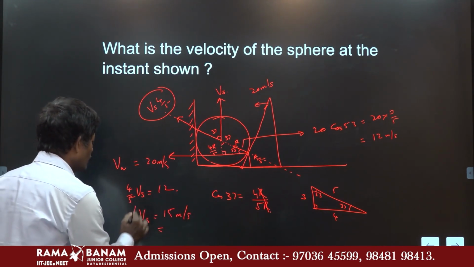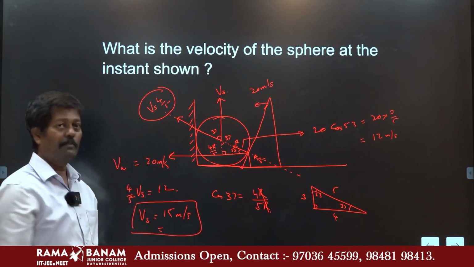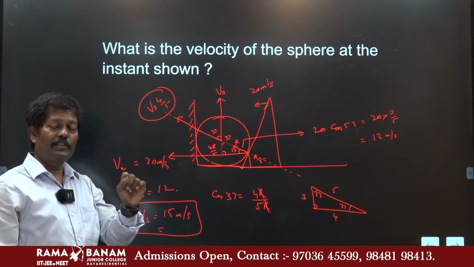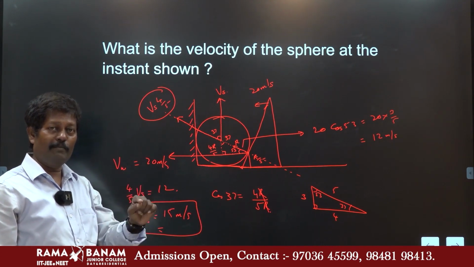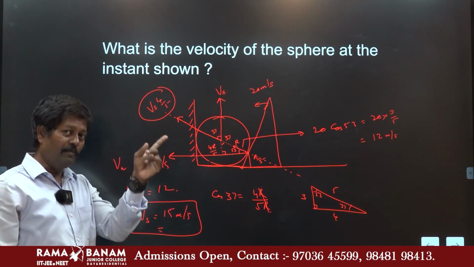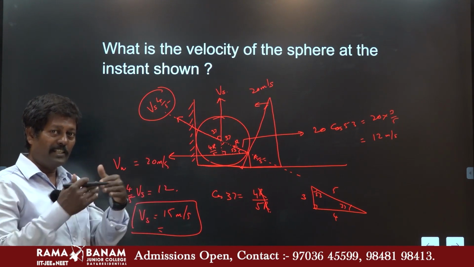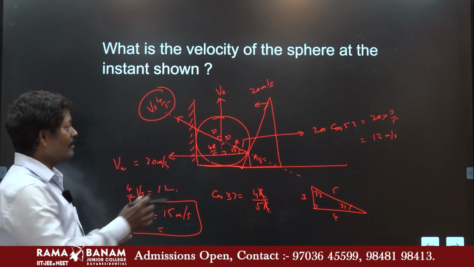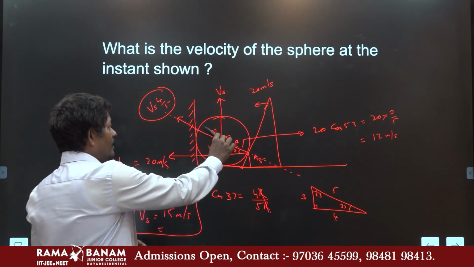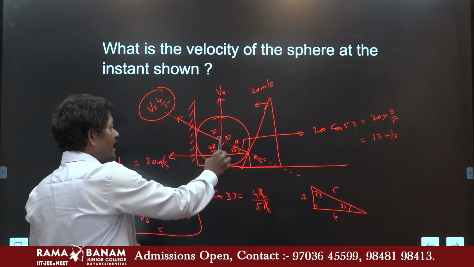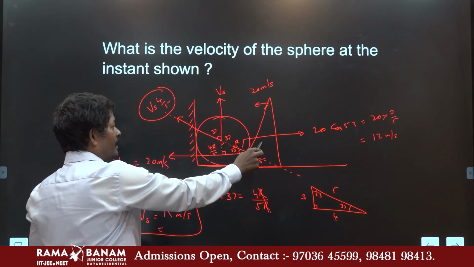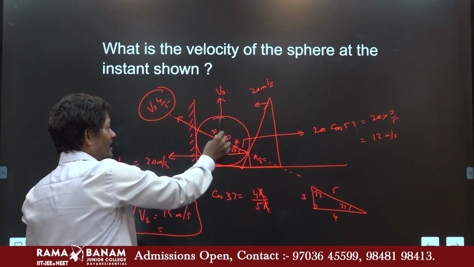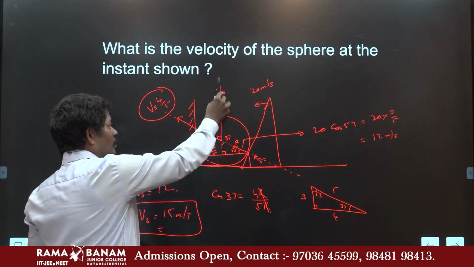So what is the velocity of the sphere? 15. This is a little critical problem. If you do it by differentiation and all that, it's a waste of time. The best way, already one problem we have done, matching the velocity, rod and wedge. This is sphere and wedge. We have taken the velocity, well, the sphere has to go upward, the wedge is coming left side, the sphere is going upward. That is the original. So Vs is the original.